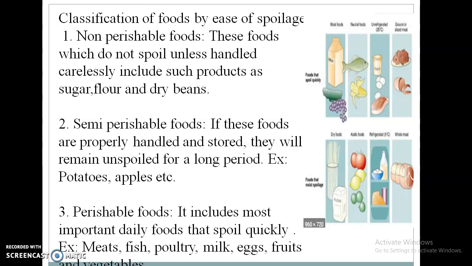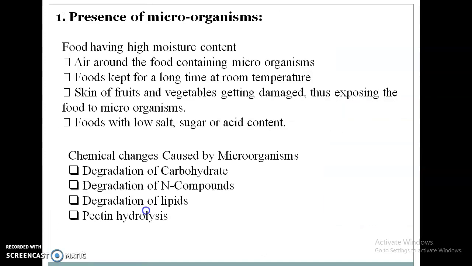Okay, and the last criterion is perishable food. These perishable foods are a group of foods which spoil suddenly or quickly. It includes the most important daily foods that spoil quickly, and examples of perishable foods are meat, fish, poultry, milk, eggs, fruits and vegetables. They are classified or grouped as perishable food.